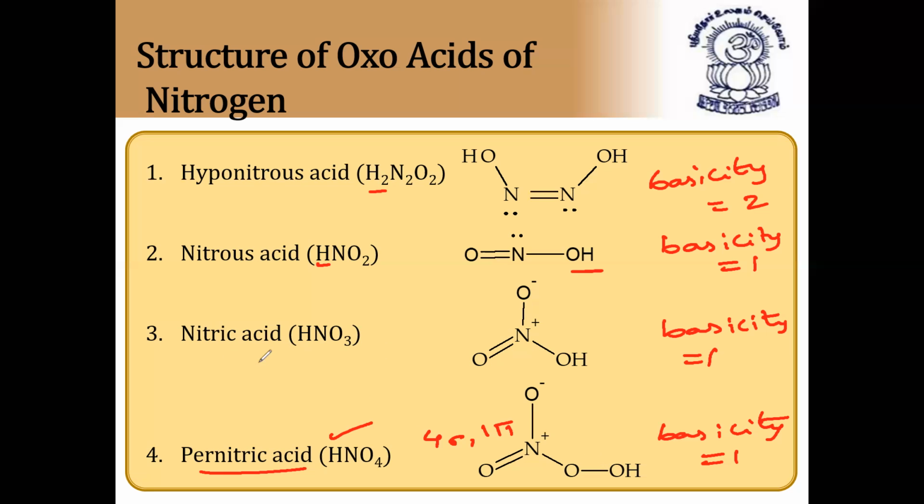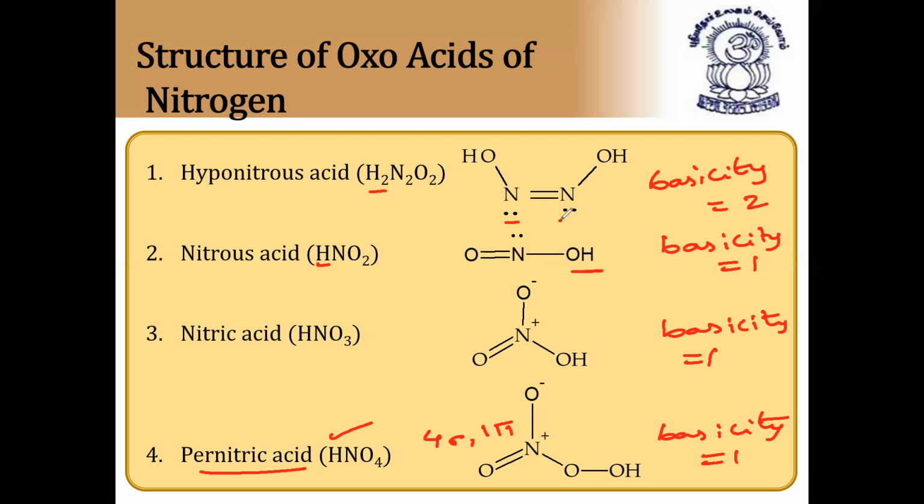Similarly, how many OH bonds, how many NO bonds are there? NO bonds 1, 2, 3. So NO bonds 2 bonds are there, and here NO bonds only 1. N double bond O bonds 1. Like this, they can ask N double bond bonds or N single bond O bonds or anything. So you have to be thorough with entire structure.